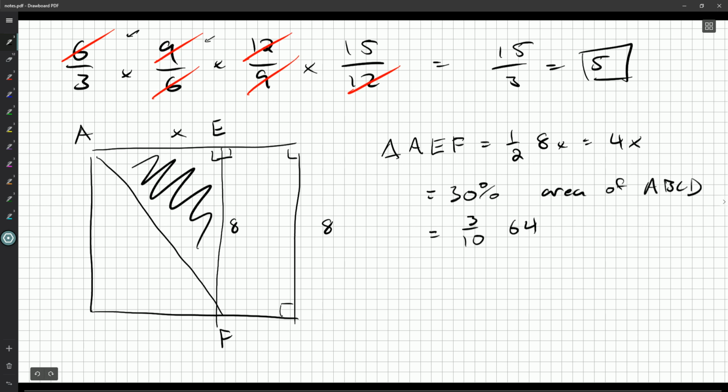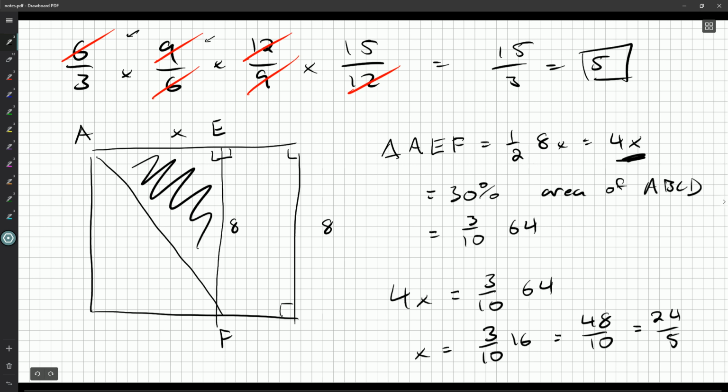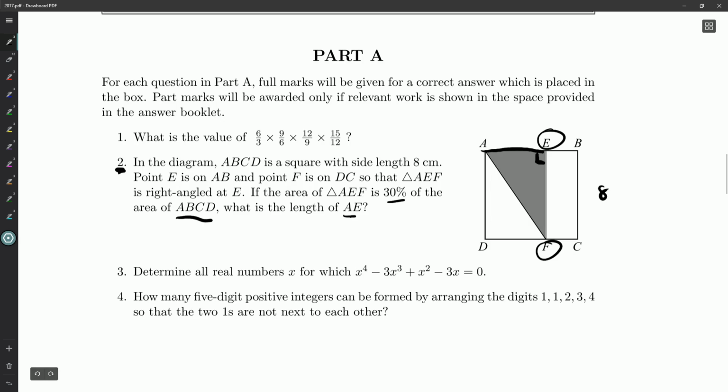Well, we can work out x because 4x is the area of the triangle, but we have the area of the triangle is 3/10 of 64. Now, if we divide both sides by 4, we get x is 3/10 times 16, since 64 divided by 4 is 16. I'm going to multiply the 3 and the 16 to get 48 over 10. Divide top and bottom by 2, and we'll get 24/5. So x must be 24/5 in order to have the triangle have 30% the area of the full square.